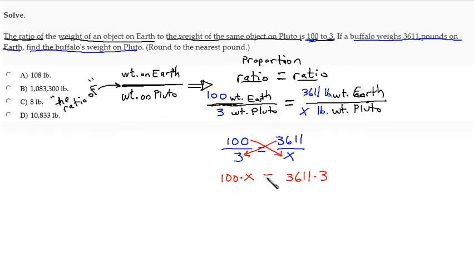We set them equal to each other. So the way we can solve for this unknown weight: when we don't know something, we represent it by an x.